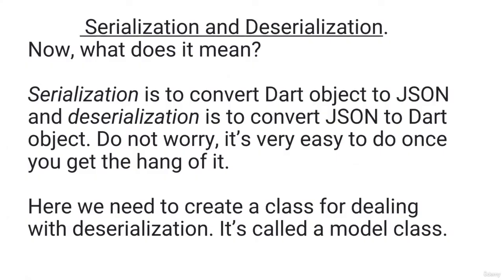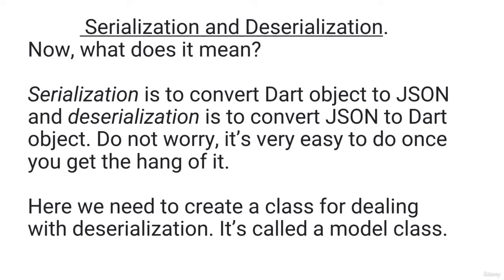So these are the terms which we generally use while working with models: serialization and deserialization. Serialization is to convert a Dart object to JSON, and deserialization is to convert JSON to a Dart object. Deserialization is what we will do most of the time, that is, data coming in JSON or map format will be converted into a Dart object. You might be feeling overwhelmed by this concept, but it's very easy to do once you get the hang of it.